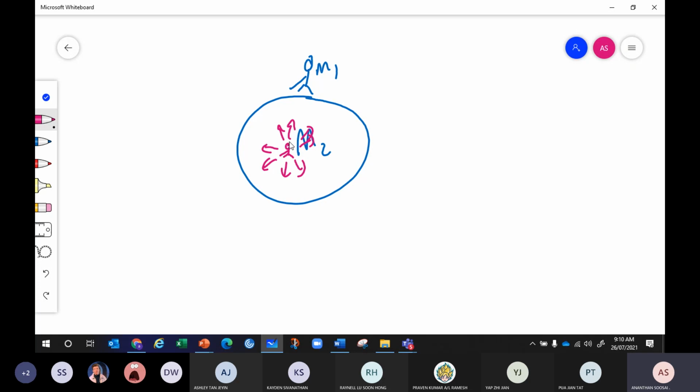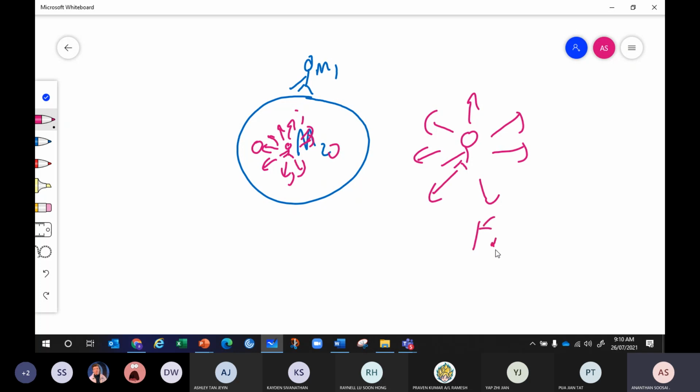The Earth is going to pull you in all directions. Up has mass, down has mass, the side has mass, left has mass. So all of it is going to pull in all directions. When you experience a force in all directions, the same force, what is the net force you will experience?